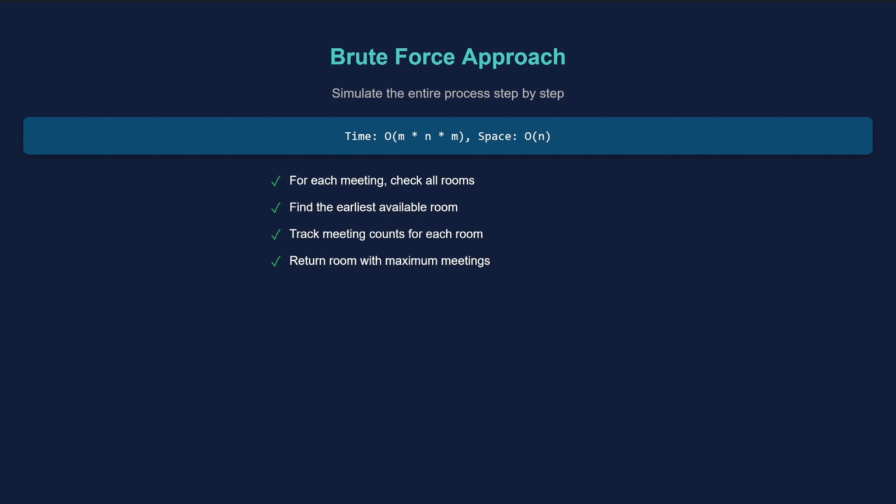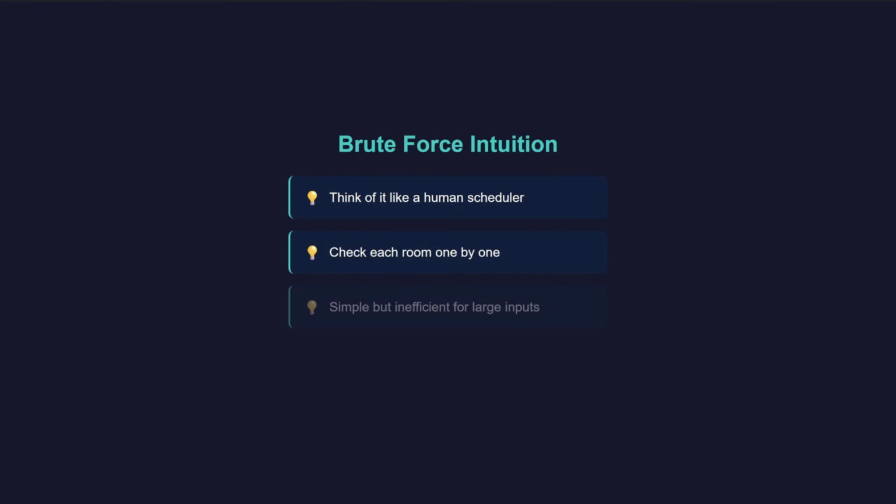The time complexity is O(m times n times m), because for each meeting, we might check all rooms, and in the worst case, compare with all other meetings for delays. Space complexity is O(n), for tracking room states. Let's build intuition for the brute force approach. Think of it like a human scheduler sitting at a desk with a list of rooms and meetings.